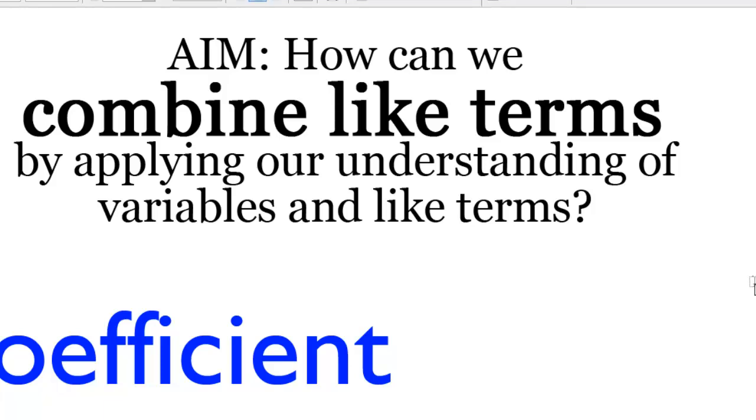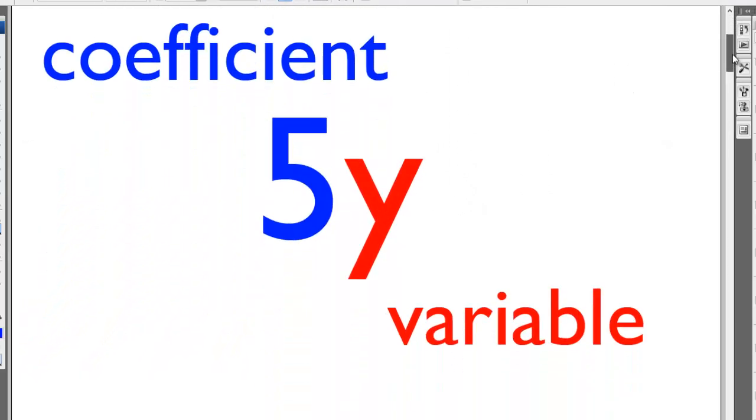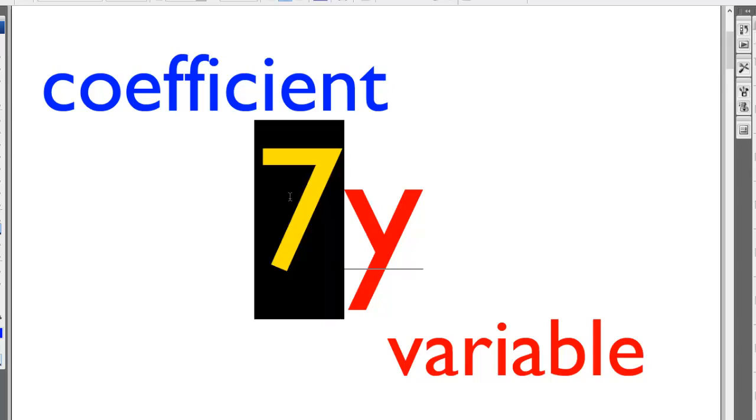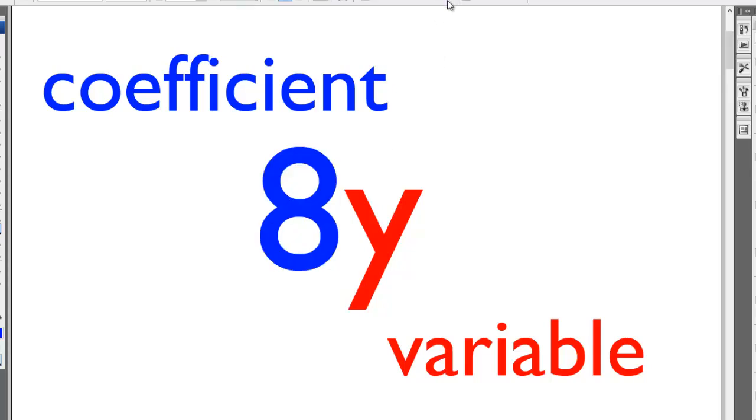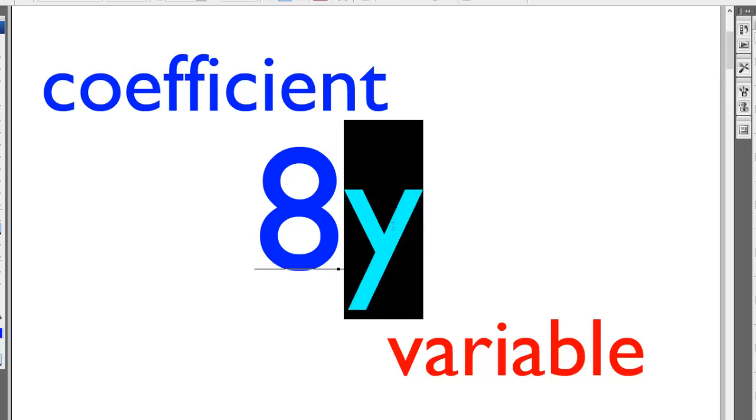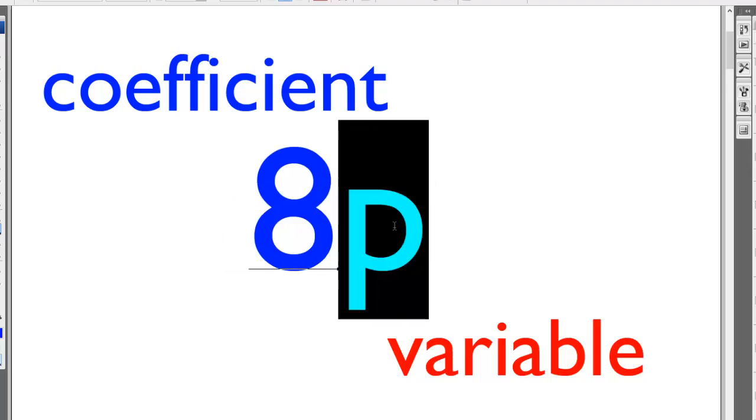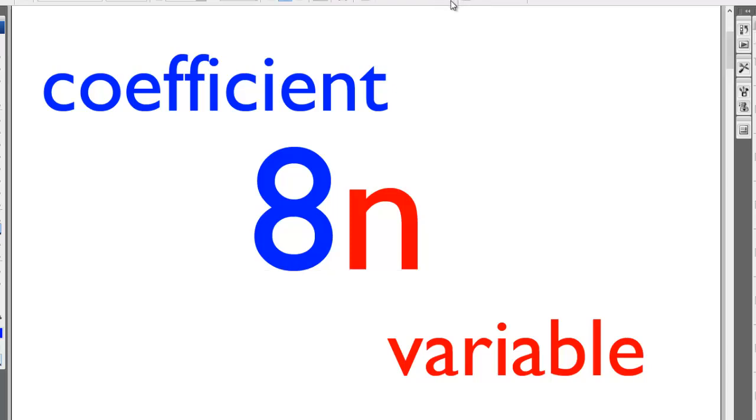How can we combine like terms by applying our understanding of variables in like terms? Here we have a specific term, and on the left side we have the coefficient. The number, in this case 5 or 3 or 7 or whatever, is always what we're going to refer to as the coefficient. On the right side we have a letter, and we're going to call that a variable. Here it's y, it could be m, the variable could be p, it could be an n. It's going to stand for something, and when we're combining like terms, the coefficient can change when we're adding and subtracting, but the variable has to be the same.